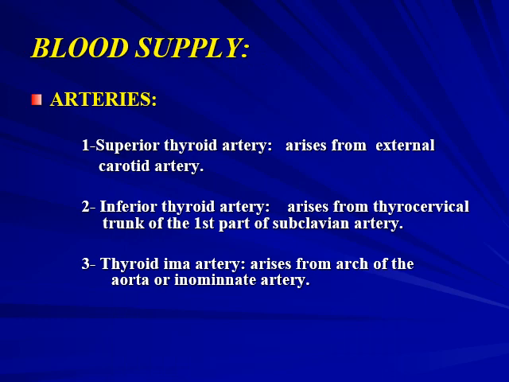Arterial supply of the thyroid gland consists of three arteries and a fourth accessory artery. So the main three arteries are the superior thyroid artery arising from the external carotid artery, the inferior thyroid artery arising from the thyrocervical trunk arising from the first part of the subclavian artery, and the thyroidea ima artery which arises from the arch of the aorta or the innominate artery. We have accessory arteries from the trachea and the esophagus. Please review the other branches of the external carotid artery.